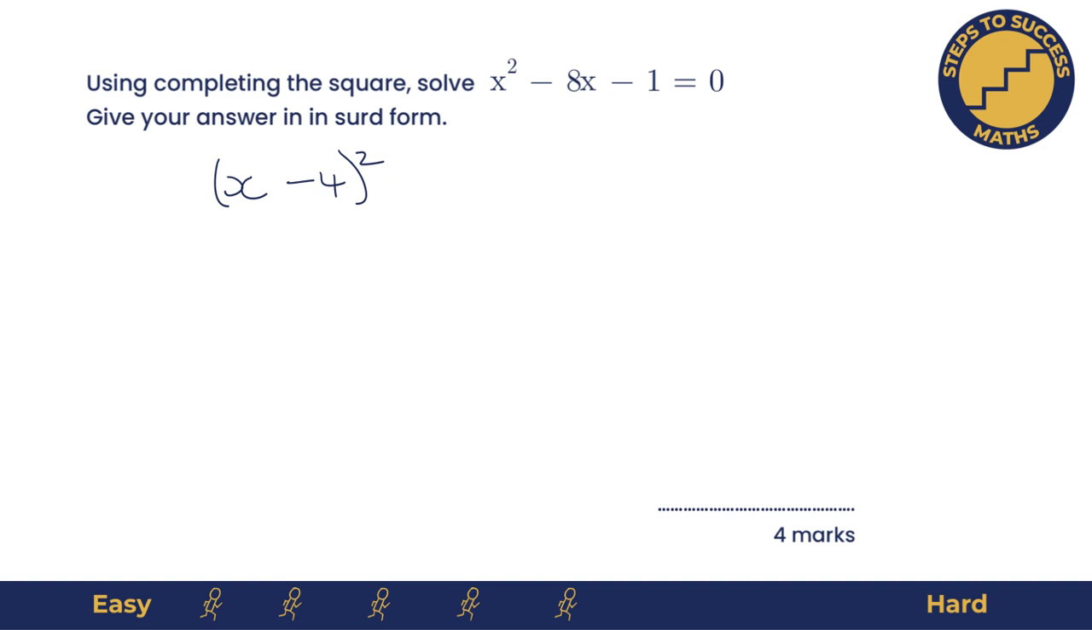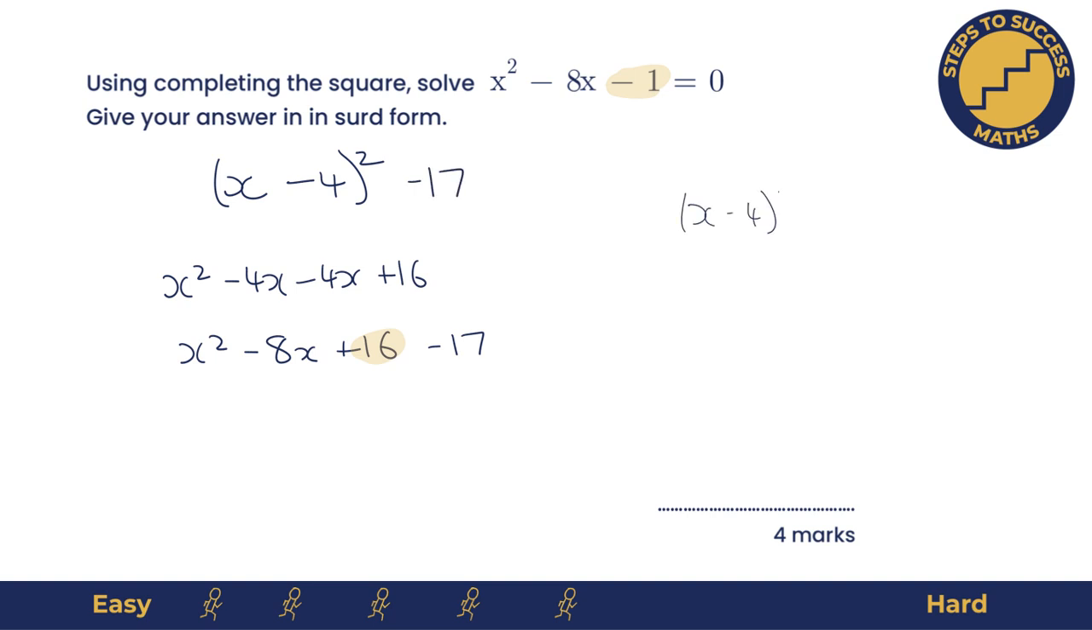So let's multiply that out. We've got x squared minus 4x plus 16. You can use a table if you want to. Tidy that up. x squared minus 8x plus 16. Compare it. So we'll need to take away 17 to get to the minus 1. So our completed square form is (x minus 4) squared, take away 17. And we know that that's equal to 0.